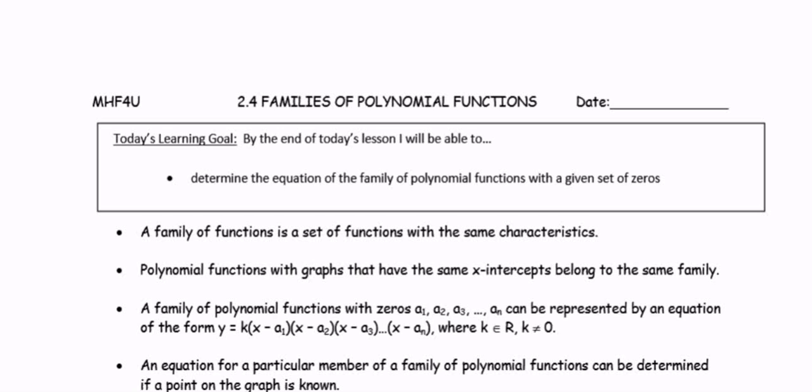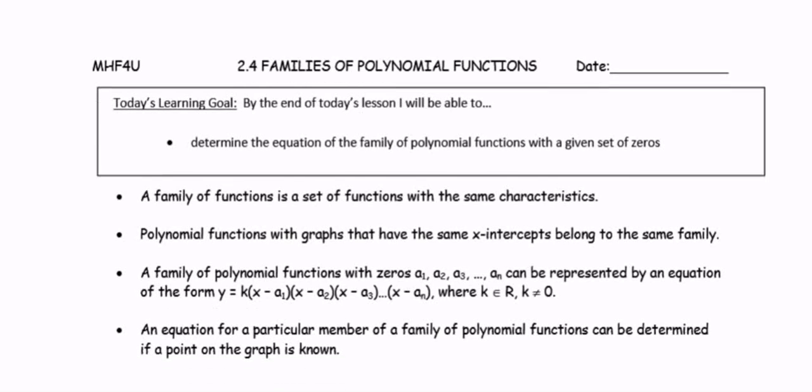Okay, today we're covering 2.4, families of polynomial functions. By the end of today, you should be able to determine the equation of the family of polynomial functions with a given set of zeros. You should also be able to determine a specific equation for a polynomial function if you're given a set of zeros and a point. All right, so we discussed this in grade 11.